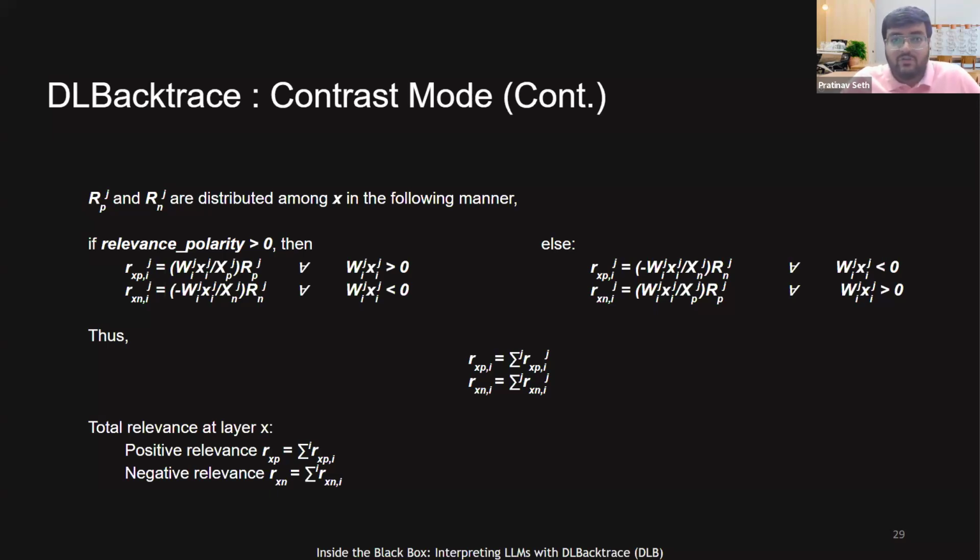Again, why is this important and why do we come up with the contrast mode? We could have just stopped at default mode. The reason being, in certain scenarios, it's very important to see what the positive reasons were on which a decision is being made, and the point at which the negative decision could have been made.